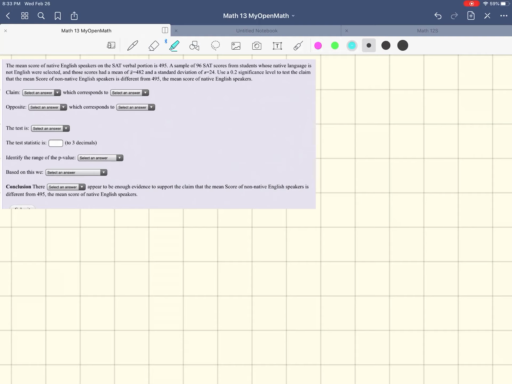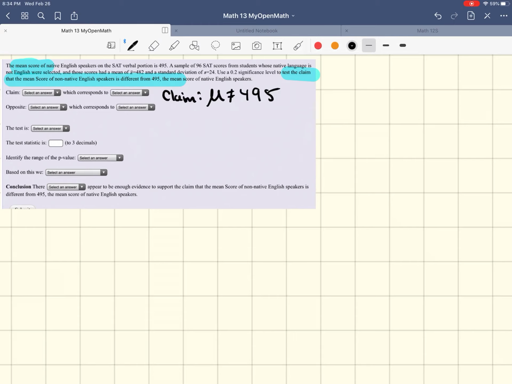Okay, let's see, a couple of things to look at here that I'm going to highlight. For starters, we're talking about the mean scores in each of these. So the variable that we're going to use is mu for mean. And the claim here is to test the claim that the mean score is different from 495. So that mu is not equal to 495, which is the score for the native English speakers.